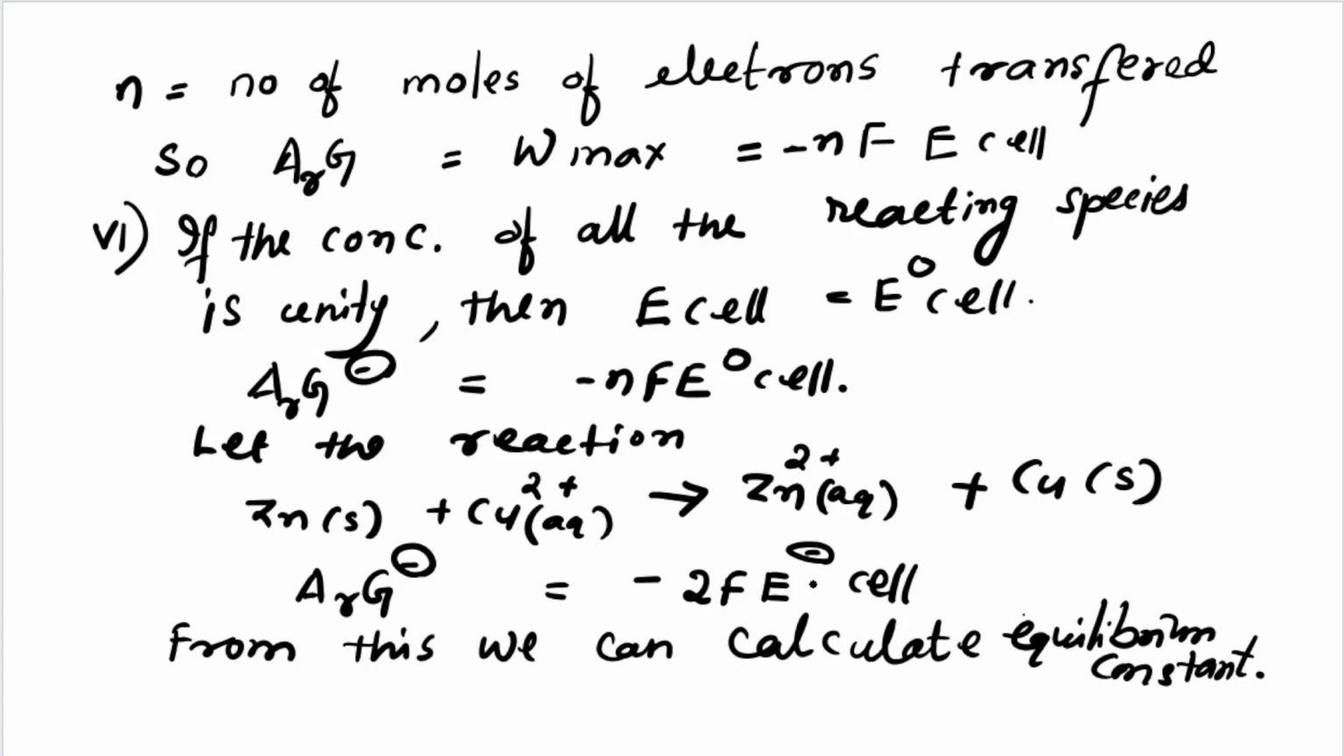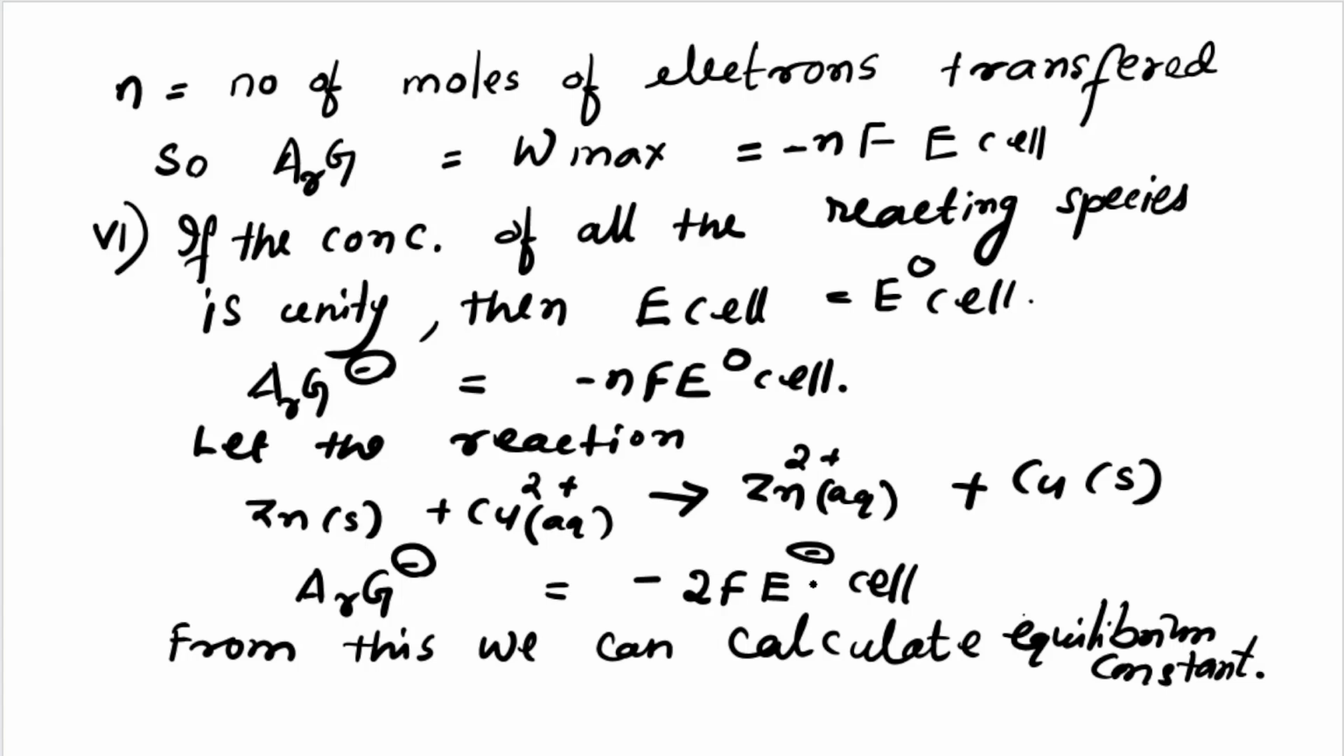If the concentrations are all unity, concentration means here in the Daniell cell the molar concentration of Cu²⁺ in the cathode and the molar concentration of Zn²⁺ in the anode. So what happened? This value is unity. Then this is equal to the standard electrode potential. So E cell equals E0 cell when the concentration is unity. Then the formula will change.